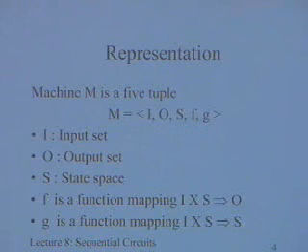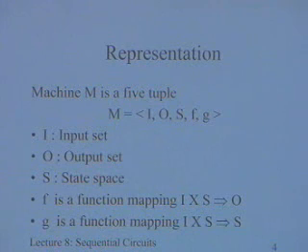Now let's look at the representation. A synchronous sequential circuit like this is a five-tuple. A machine M is a five-tuple. There are three sets over here: input set, output set, state space or state set, and then there are two functions. Let us look at what each of them means.